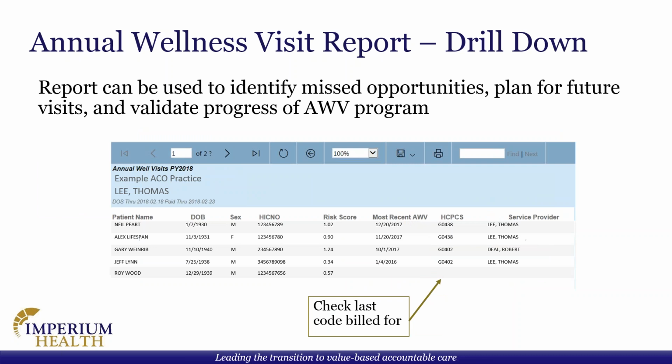So with the annual wellness visit report, if we click on that provider name, we're going to be able to drill down to the next level and see the patient level of information. Here we can take advantage of which patients have maybe never had a well visit, which patients are due for their next one, and as well as take a look at what was the last code billed for some of these patients to make sure that we're billing for not only the G0402, 438, and the 439 to capture all three of those codes over the course of our annual wellness visit program.